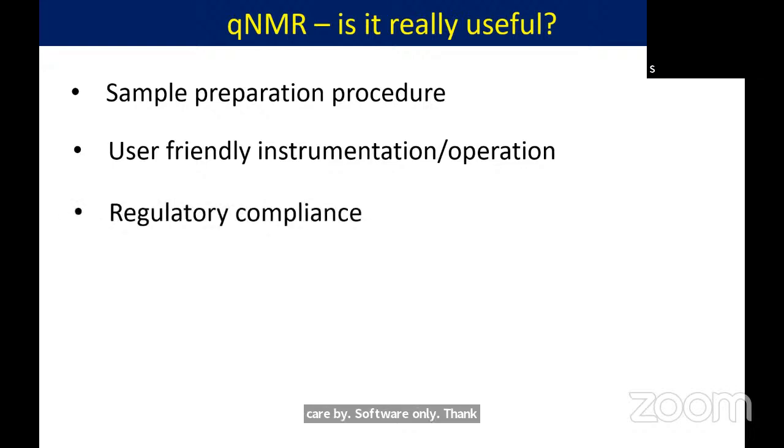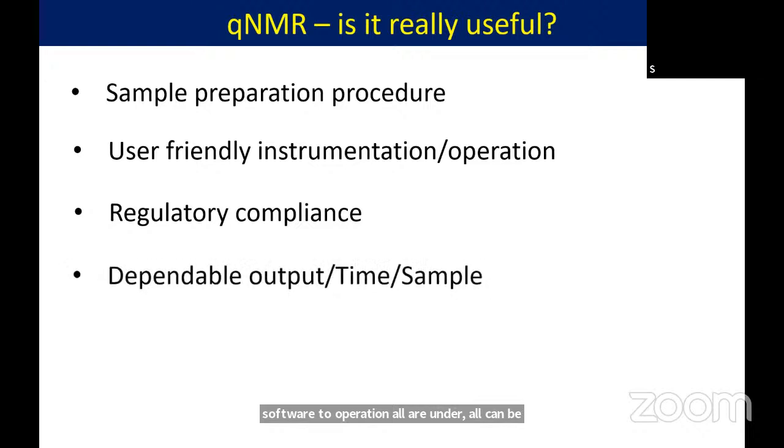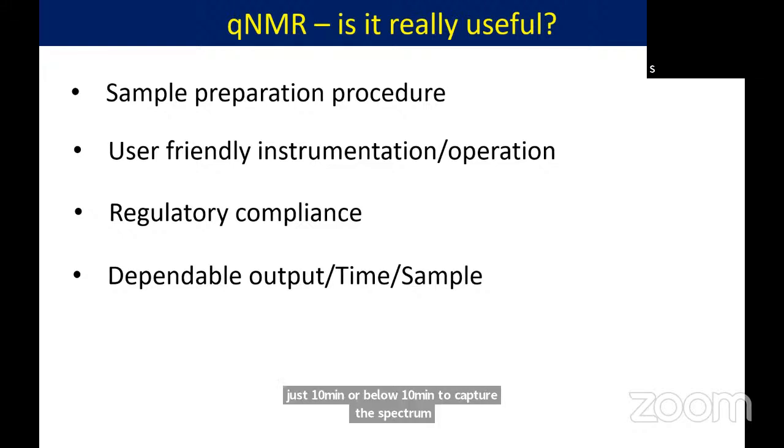Regulatory compliance. NMRs available right now, starting from software to operation, can all be validated. Regulatory compliance is a possibility. Dependable output, time and sample. So output is always dependable. And then time, as I told you, you require just 10 minutes or below 10 minutes to capture the spectrum and also to give you the output.